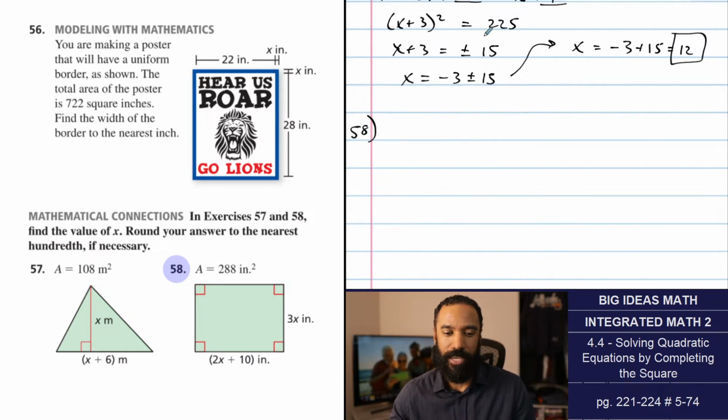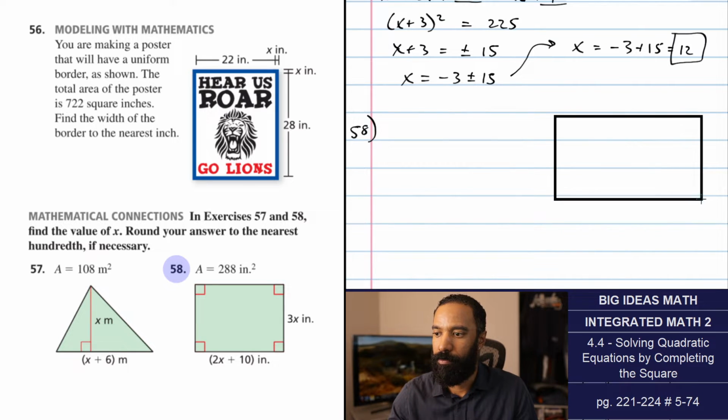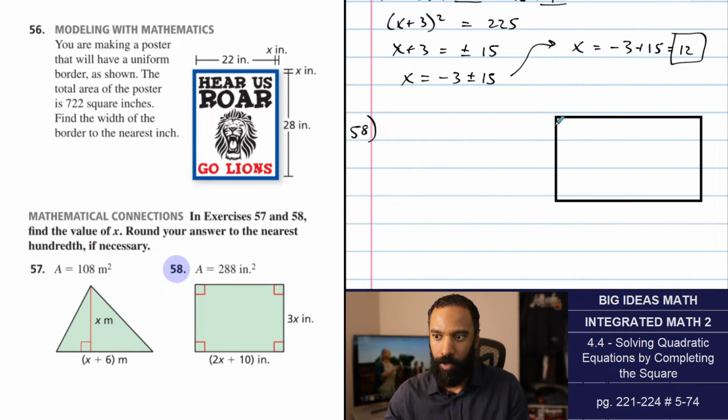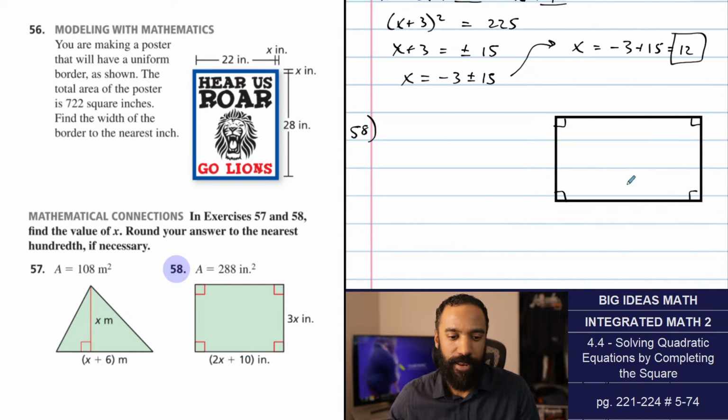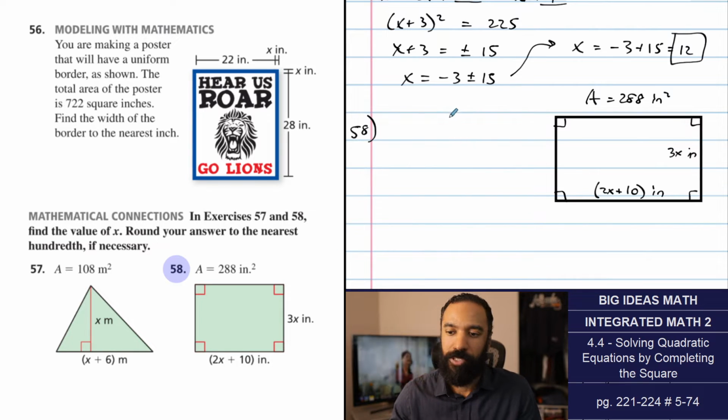We have a rectangle. I can draw that. Right angles tell you it's a rectangle. That means we can use base times height to find its area. So we have 2x plus 10 inches and 3x inches here. And the total area is 288 square inches. We're going to come up with x.